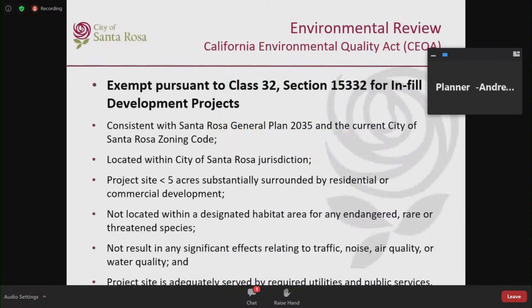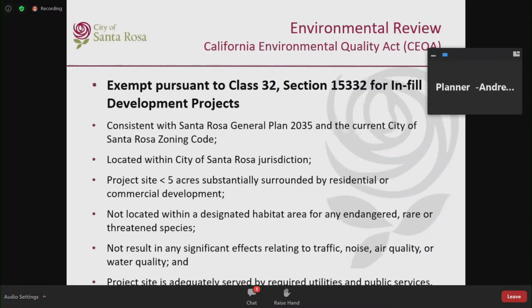So this project has been reviewed as required under the California Environmental Quality Act and has been determined to be exempt pursuant to Class 32, Section 15332 for infill development projects. It is consistent with the general plan and the current zoning code. It's located within the city of Santa Rosa jurisdiction. The project site is less than 5 acres. It's not located within a designated habitat area, would not result in any significant effects related to traffic, noise, air quality, or water quality, and is adequately served by required utilities and public services.